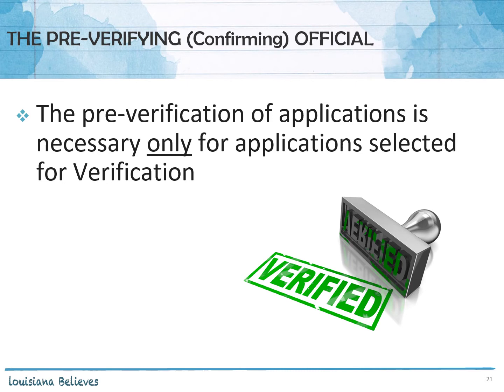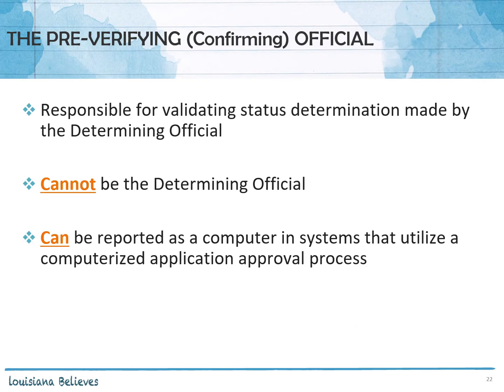Next, we will discuss the pre-verifying official. The pre-verifying or confirming official will only verify applications that are selected for verification. They do not need to confirm the eligibility status of all applications as the determining official does. When applications are pulled for verification, the pre-verifying official will first check the application to confirm that the status was appropriately determined. This person may not be the determining official. However, the pre-verifying official can be reported as a software program that has the ability to check and approve applications.